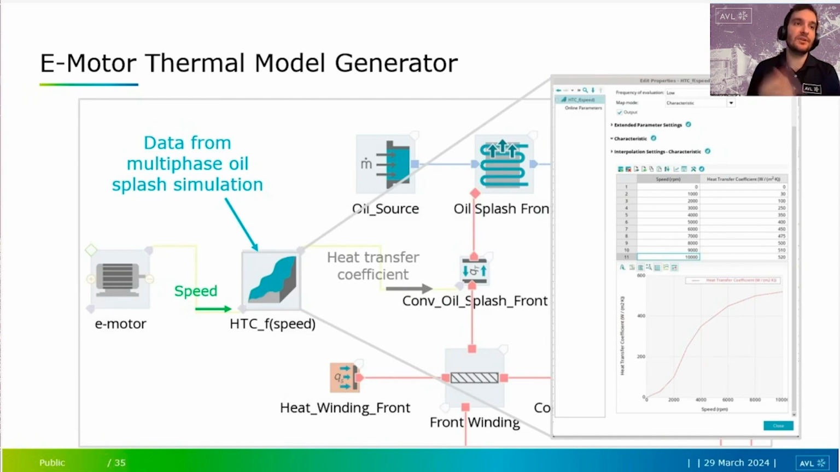So you're imagining that rotor spinning around, the e-motor spinning around, and the oil splashing like we showed in that video, and you would have a higher heat transfer coefficient as the speed increases. So this would be something that you can get as well through CFD, and this would be a crucial input if you have an e-motor that's using oil cooling on the windings.